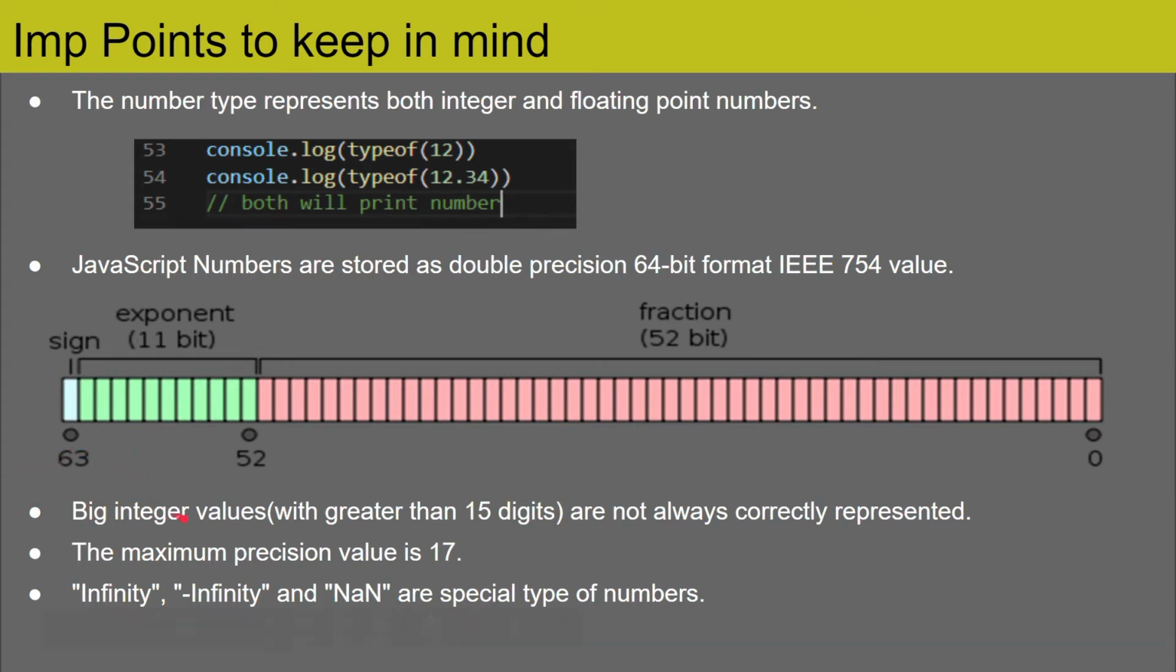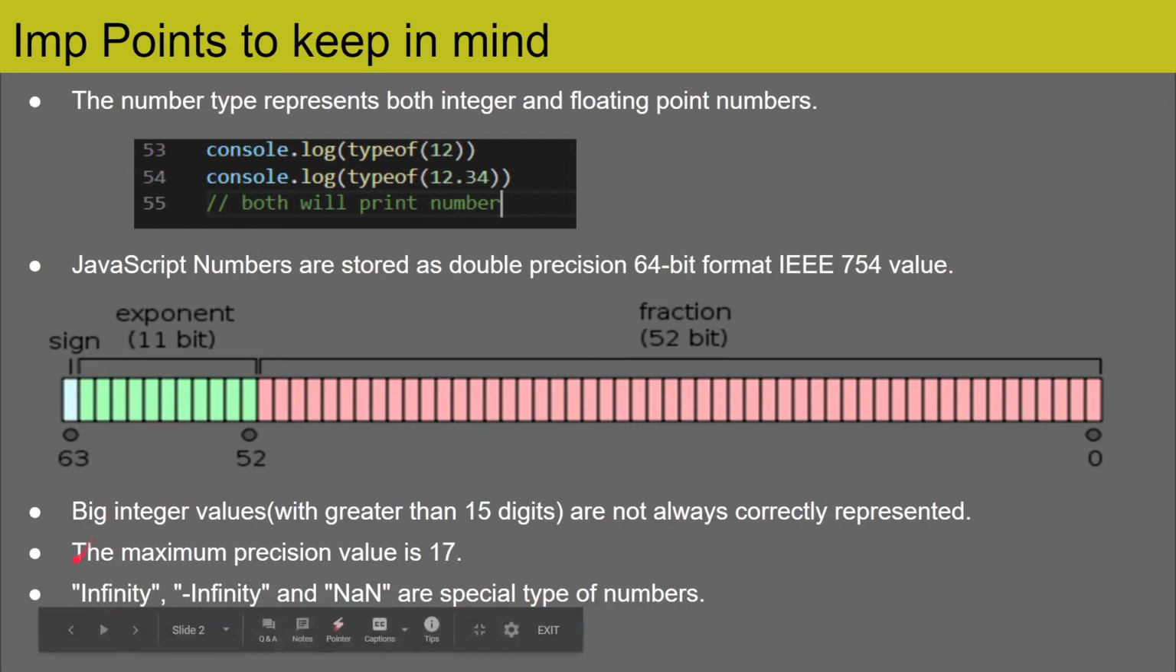Another thing that you need to keep in mind is that big integer values with more than 15 digits are not always correctly represented. I will walk you through a couple of examples where the values are not correctly represented, and sometimes the value is changed when we try to use big integer values, and that leads to mistakes or errors in computations.